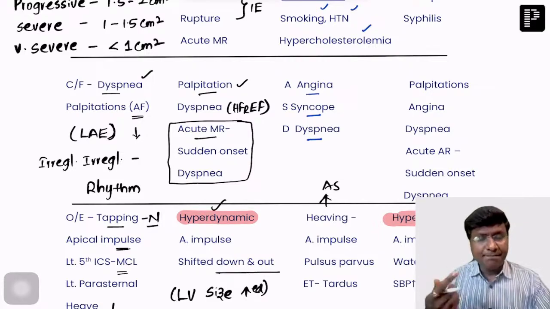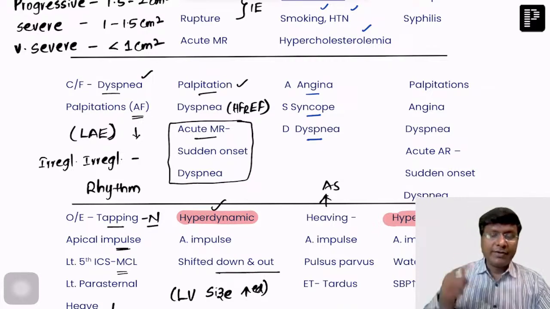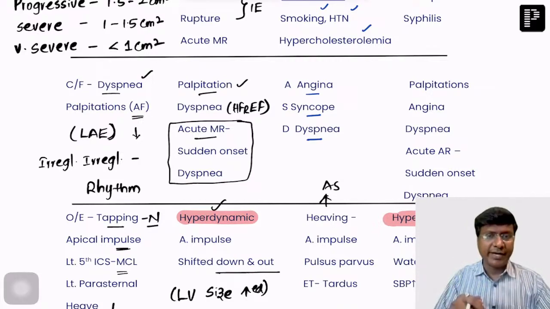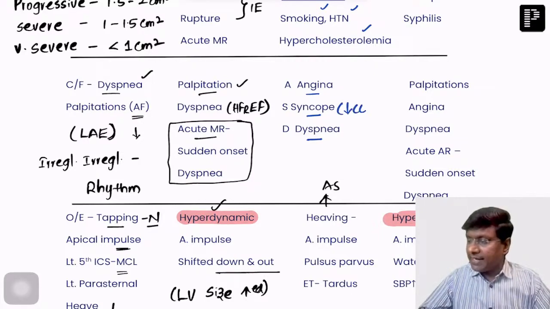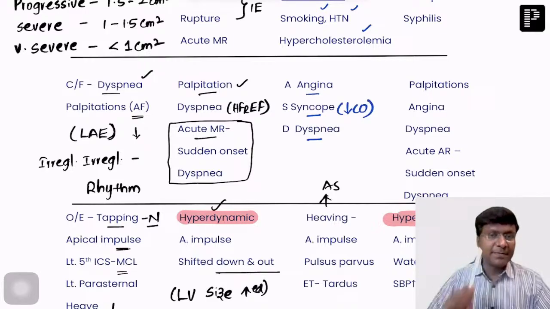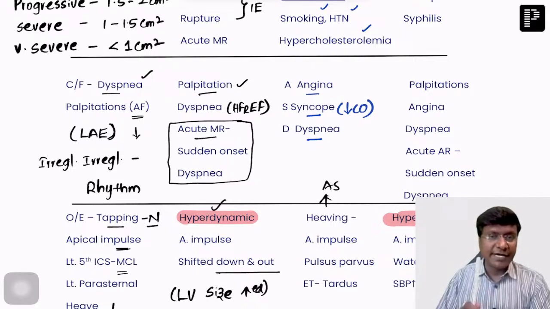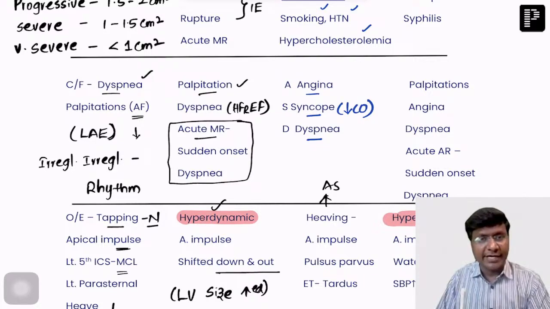Why? See, in these patients with aortic stenosis, the valve area is reduced to less than 2 centimeters square. When valve area is reduced, what will happen to cardiac output? Cardiac output will be reduced. Now, as the cardiac output is reduced, what will happen to cerebral perfusion? Cerebral perfusion is reduced, and that can cause a syncopal attack. Next, because of the aortic stenosis, the left ventricle will try to increase its pressure to push the blood into the aorta.